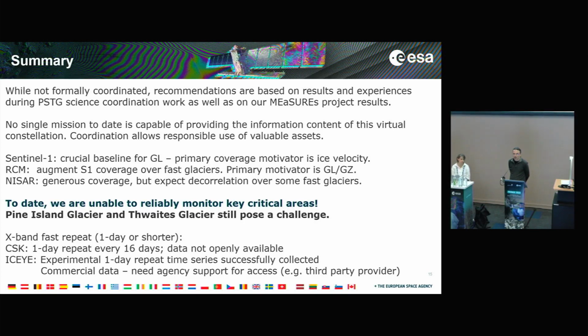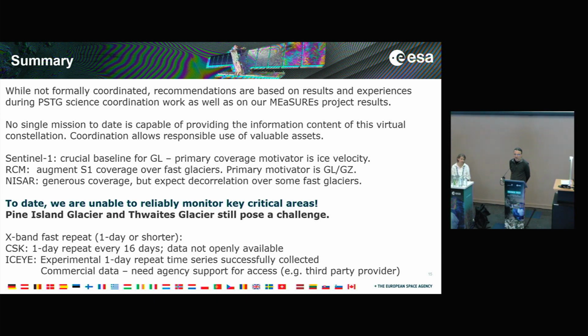So the primary motivator for our recommendation was, in this case, the grounding line or grounding zone measurements. NASA also has a coverage motivated by ice velocity, but grounding line is definitely an aspect that we will be looking at. We do expect decorrelation over some fast glaciers. So to date, we are unable to reliably monitor key critical glaciers. In this case, the Amundsen Sea Embayment, Pine Island Glacier, and Thwaites Glacier still pose a challenge.